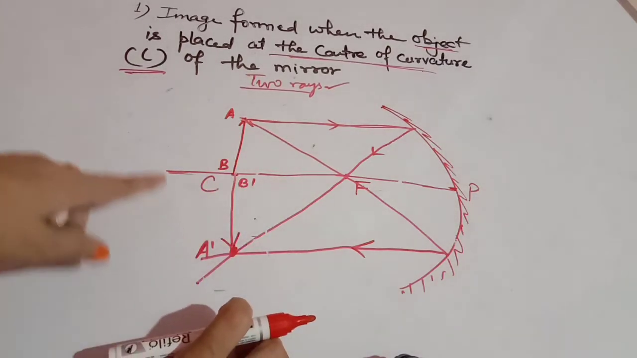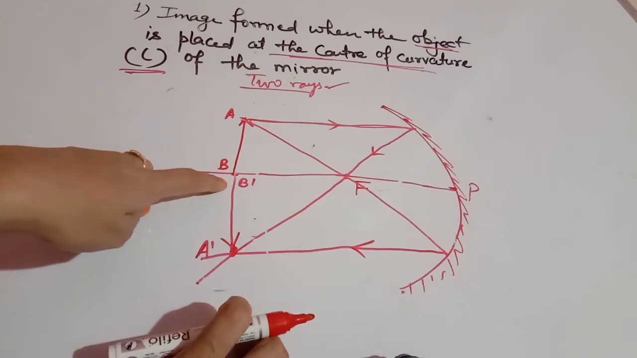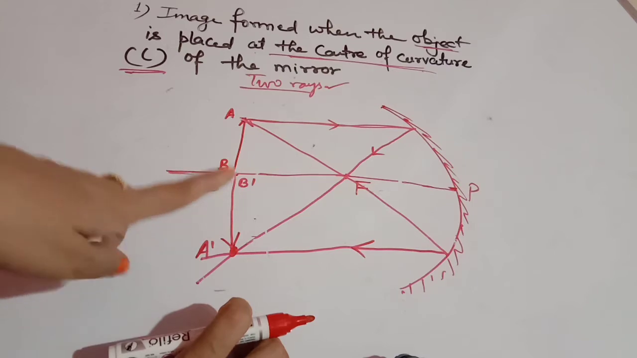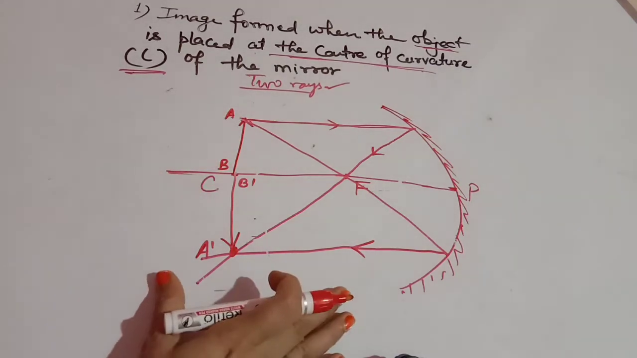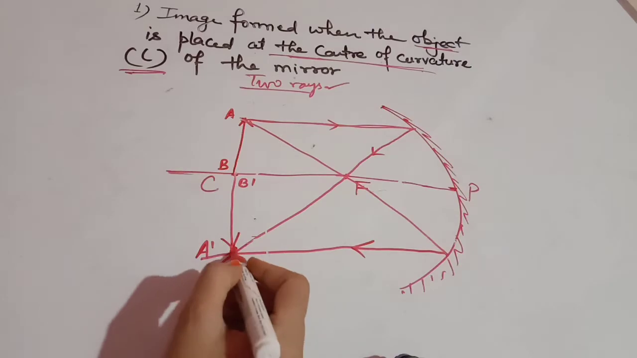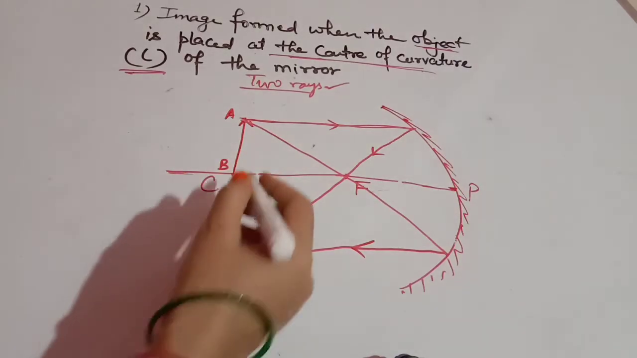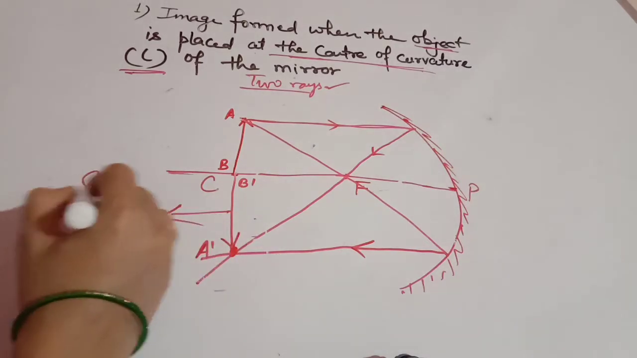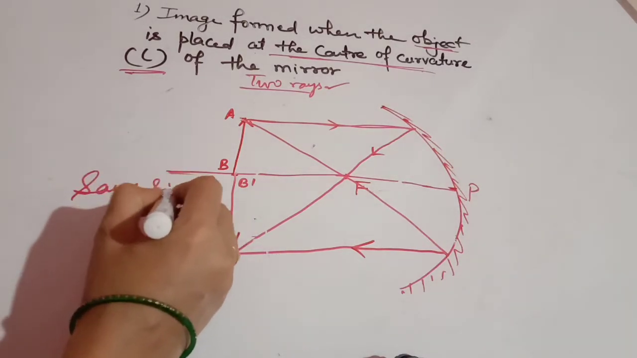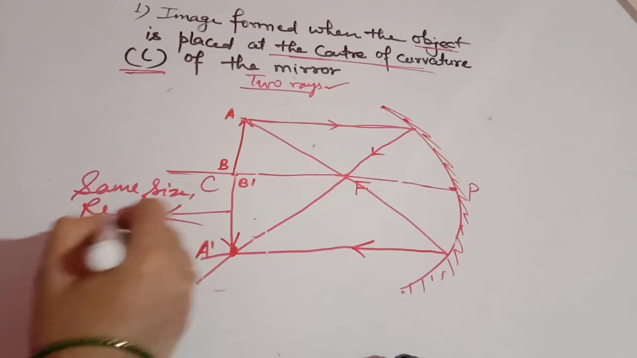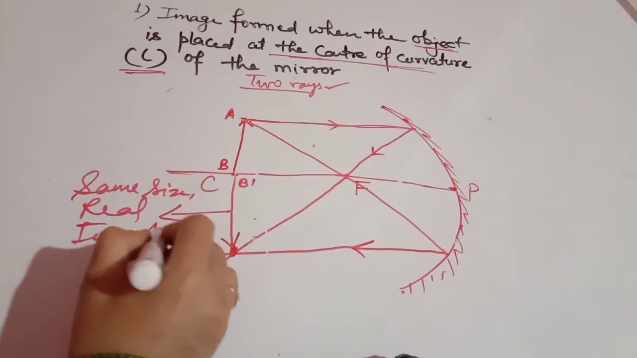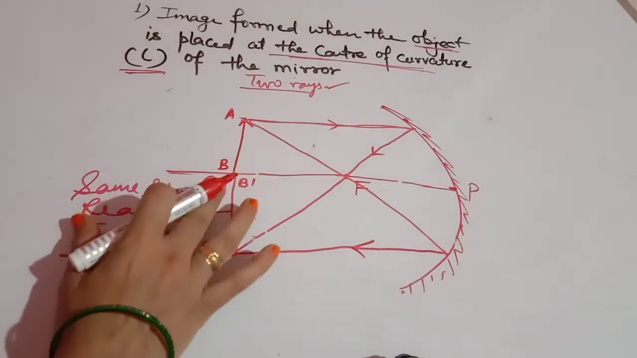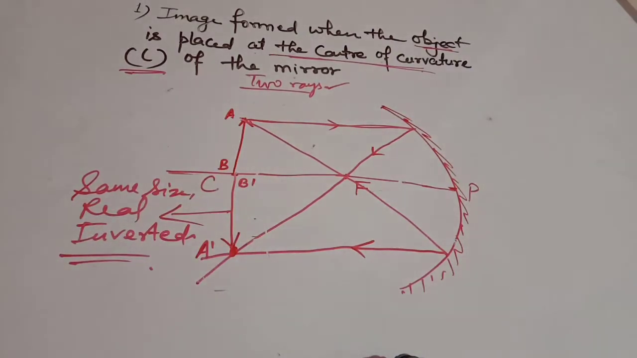So what this means, if the object is at the center of curvature, the image is also formed at the center of curvature. But what is the nature? The nature is that the image is real, inverted and same size. These things are the nature of the image. And what is the position of the image? The position of the image is at the center of curvature.